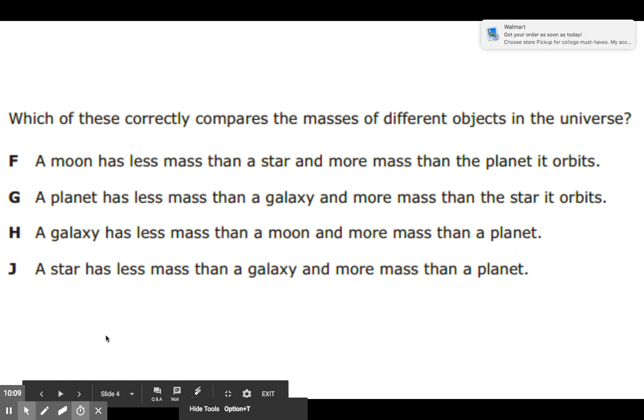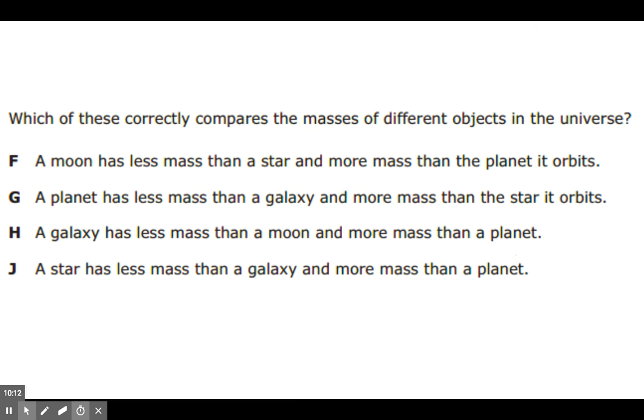All right. Which of these correctly compares the masses of different objects in the universe? Mass is based on two things, and I hope you know what they are. So if you do, go ahead and say them. And if you don't, mass is based on, not mass. Gravity is based on mass and distance. Okay? So it wants us to compare the mass. I don't know why I'm thinking gravity. So you have to know which object is bigger than the other object. All right? So let's read over the answer choices.